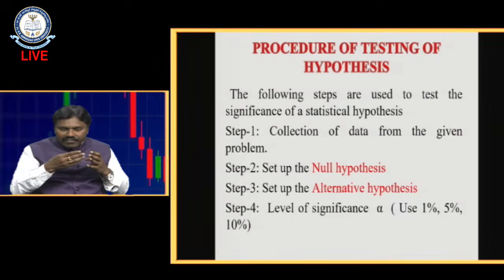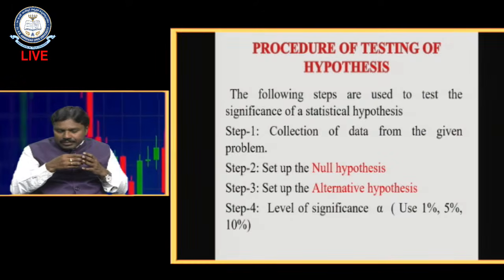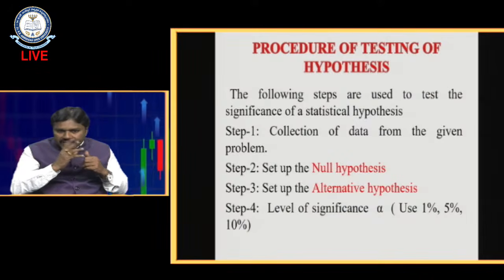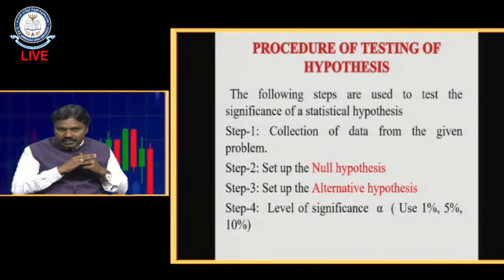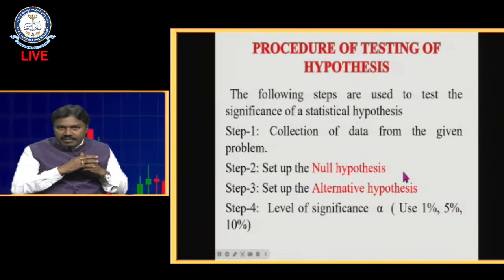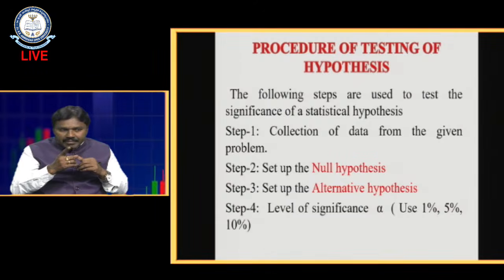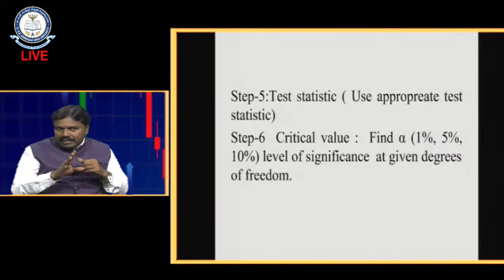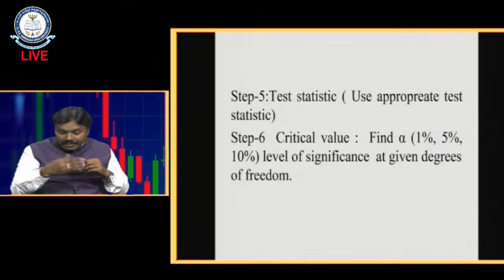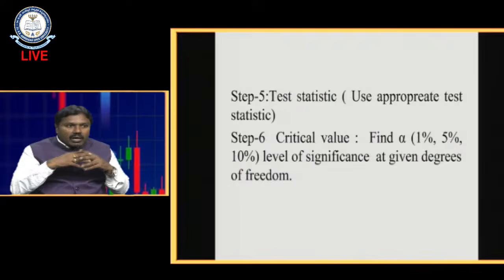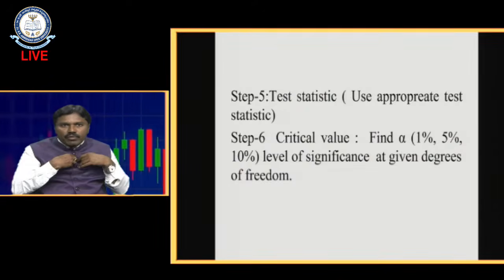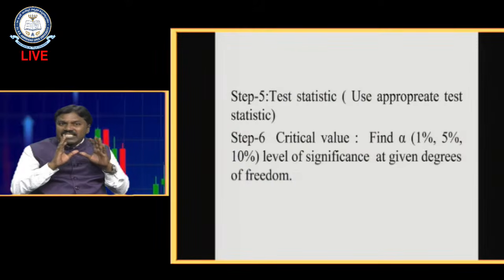After defining the null and alternative hypothesis, you use an appropriate level of significance. At what level are you going to reject your null hypothesis? So you define the level of significance, which is represented by alpha. Alpha is equal to 1%, 5% or 10%, depending on the importance of the data. Now after that, we can go for our test statistic.